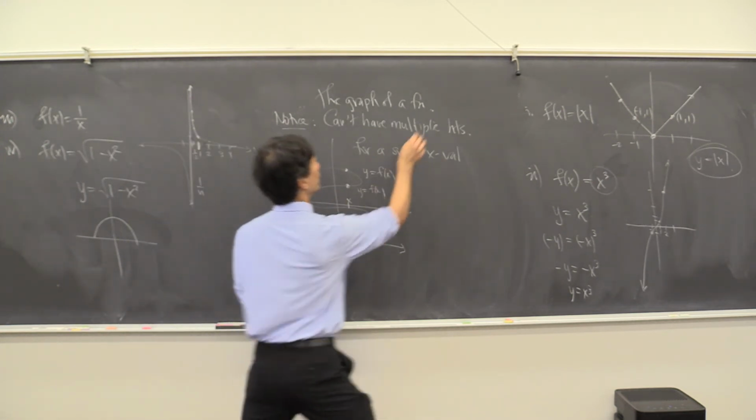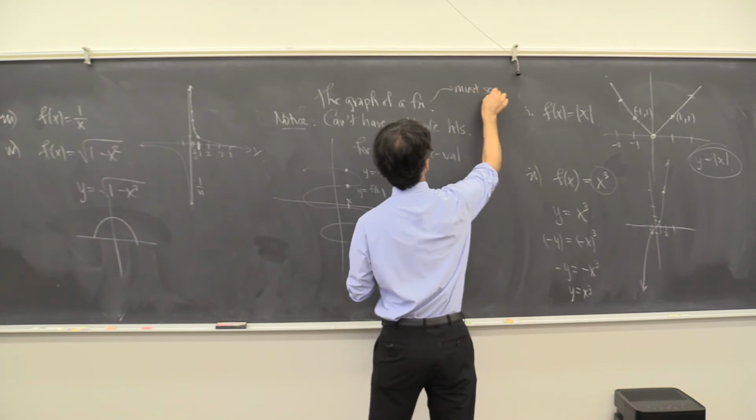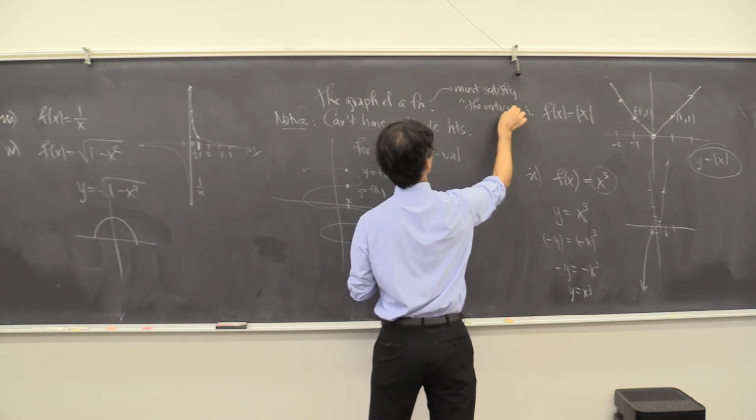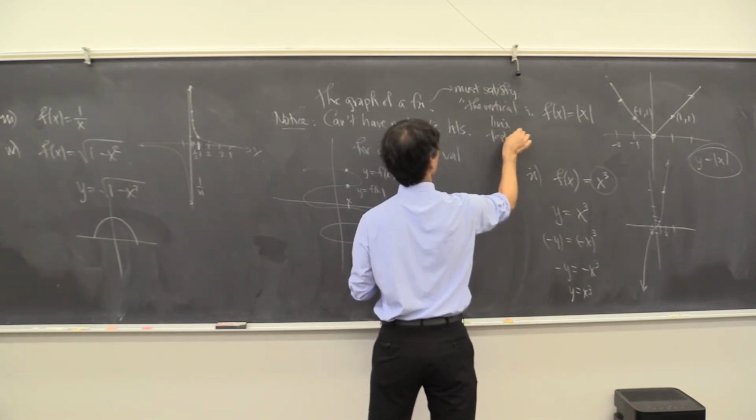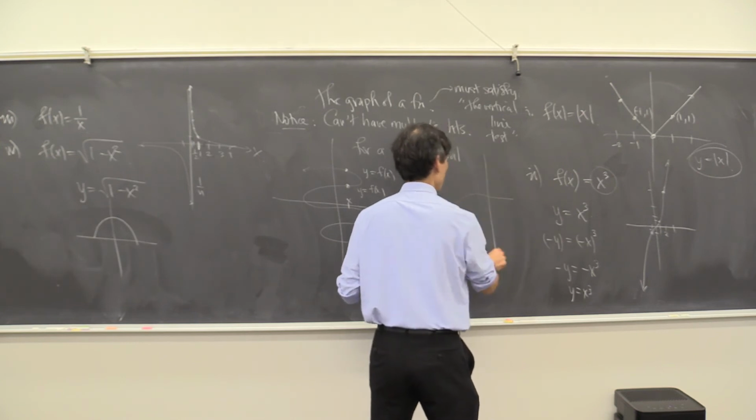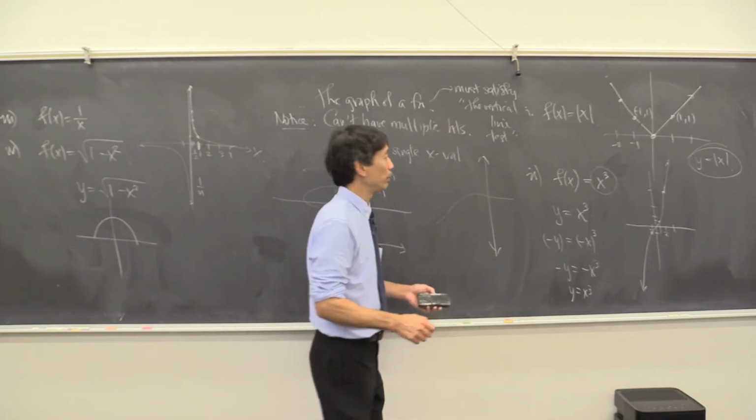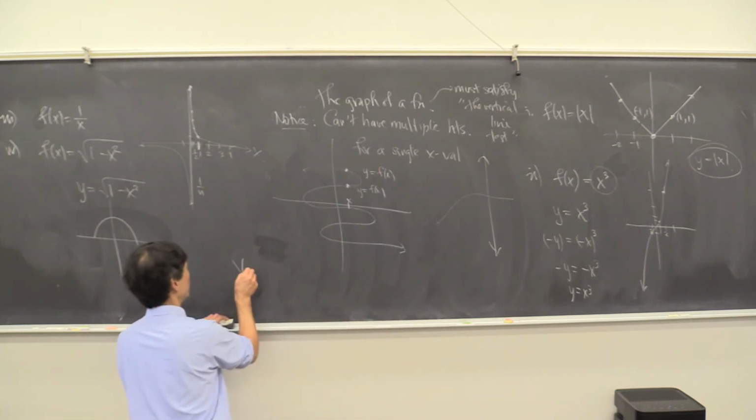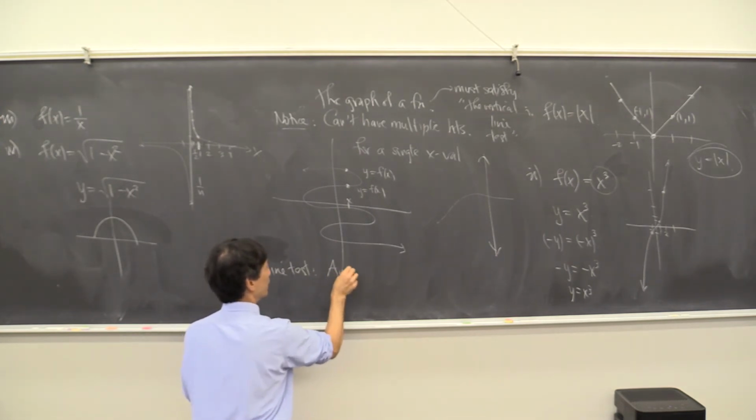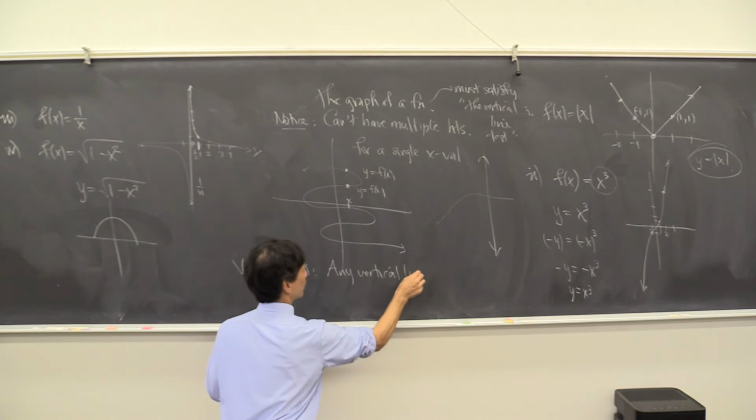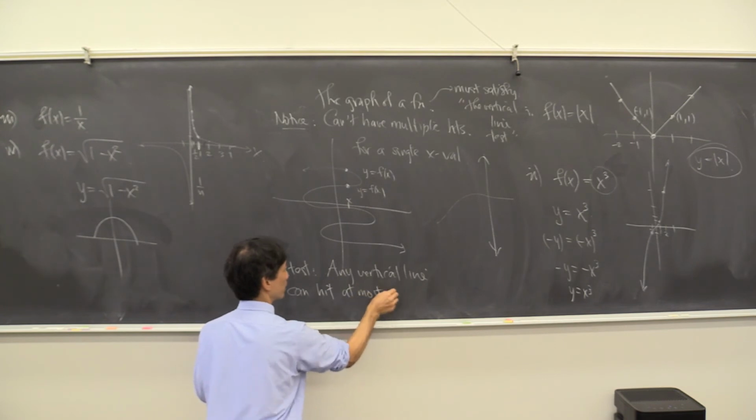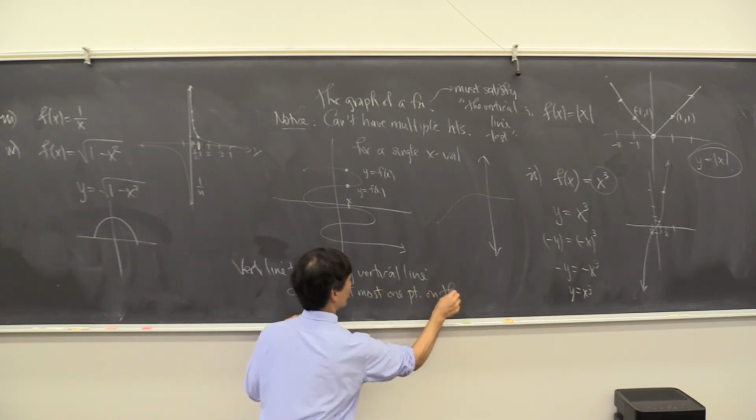The graph of a function must satisfy what's called the vertical line test. The vertical line test means that any vertical line should only hit one point on the graph. So, vertical line test: any vertical line can hit at most one point on the graph of a function.